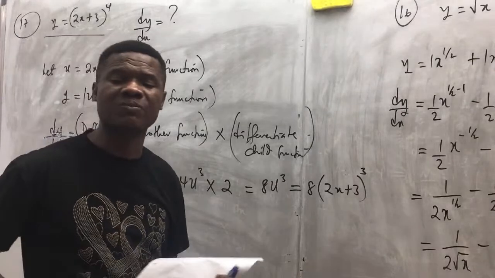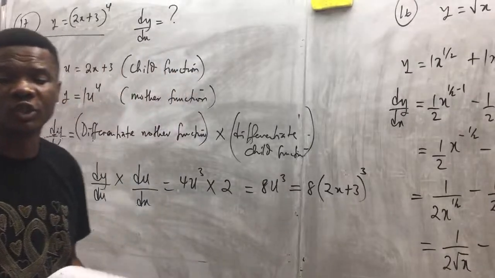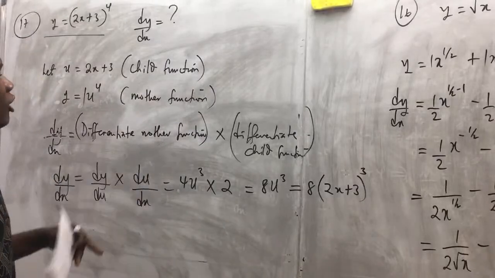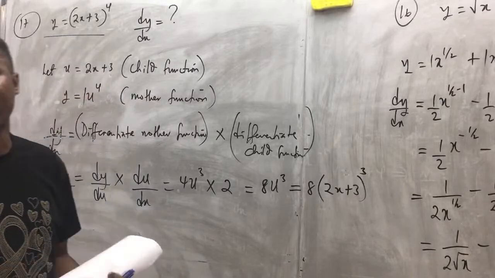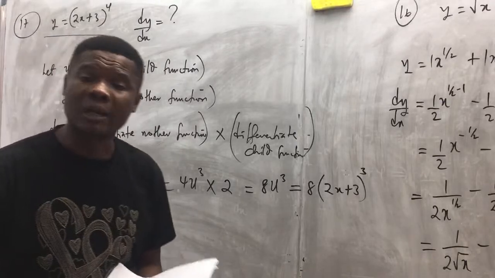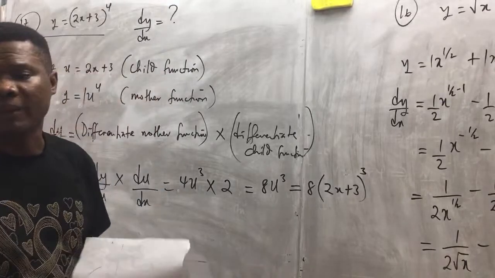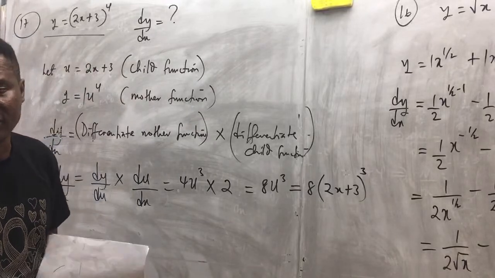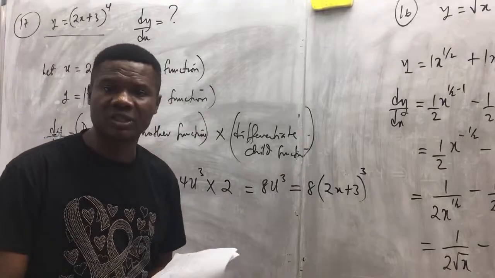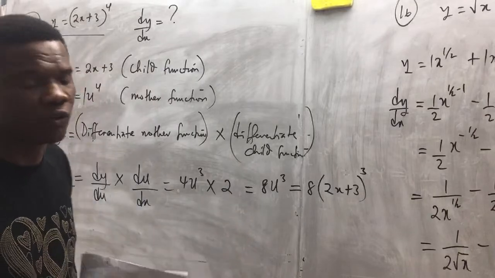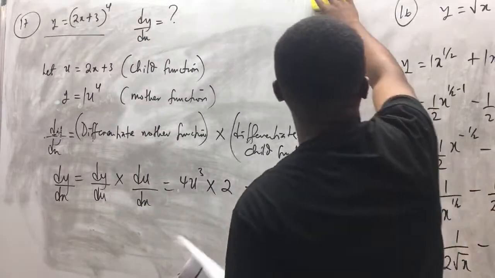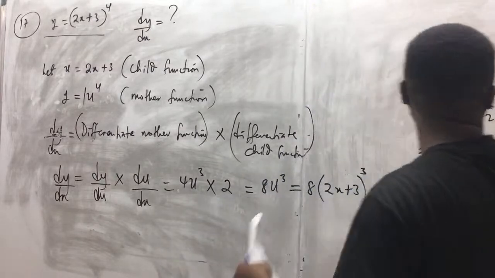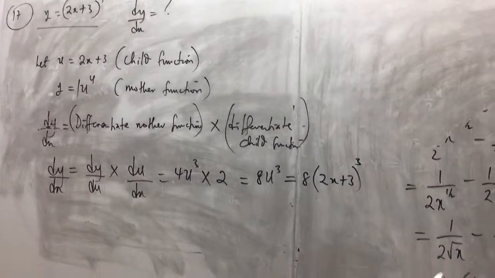So if the function extends beyond two functions embedded in one another, if it is three functions put together, you can say: differentiate the grandmother function, multiply the result with the derivative of the mother function, and multiply that with the derivative of the child function. It is called the chain rule because the chain continues. Now, let's move over to question 18.